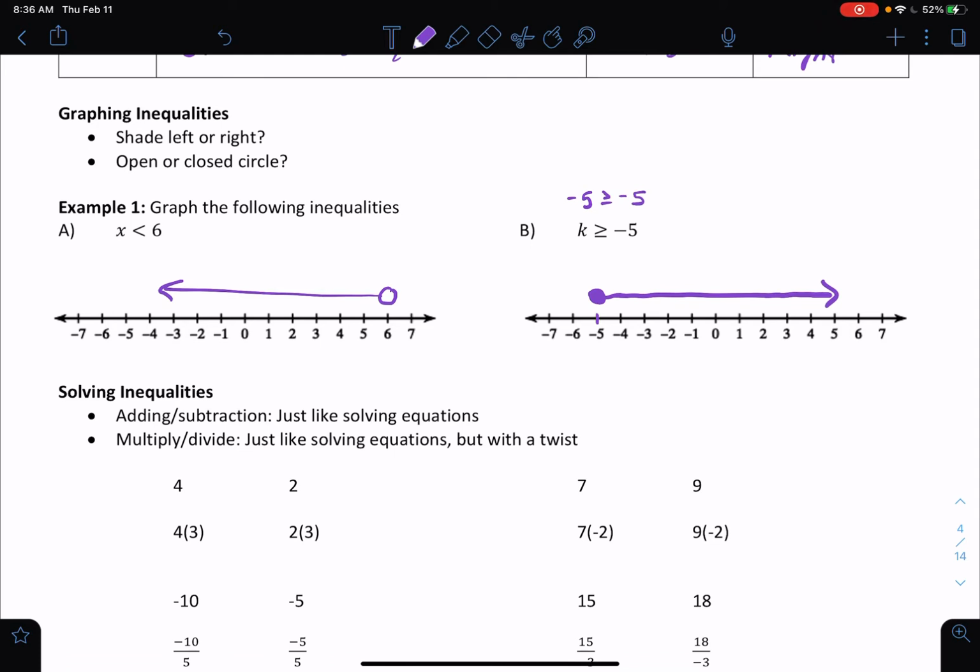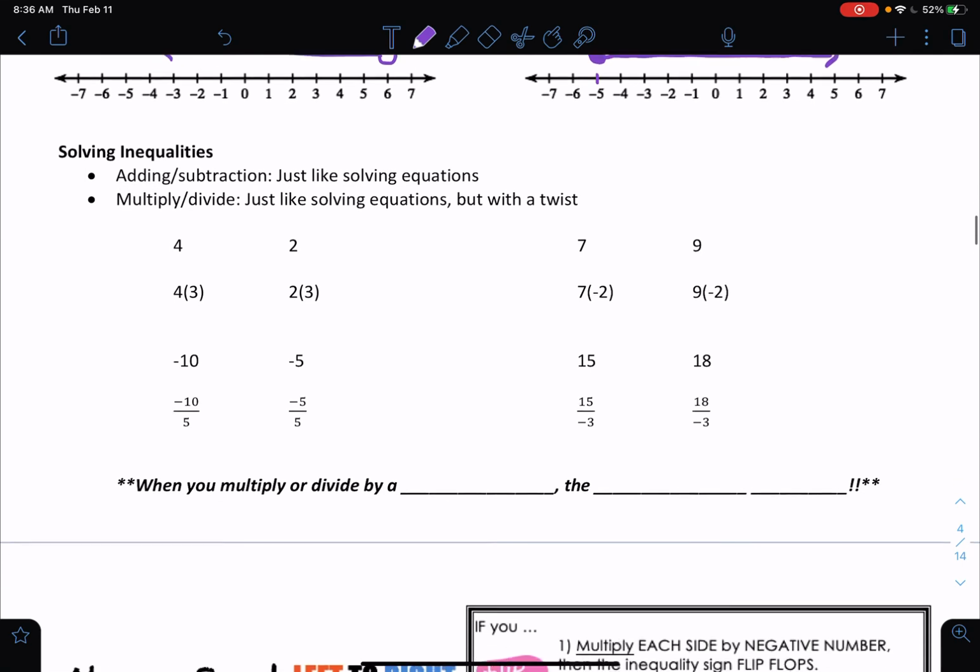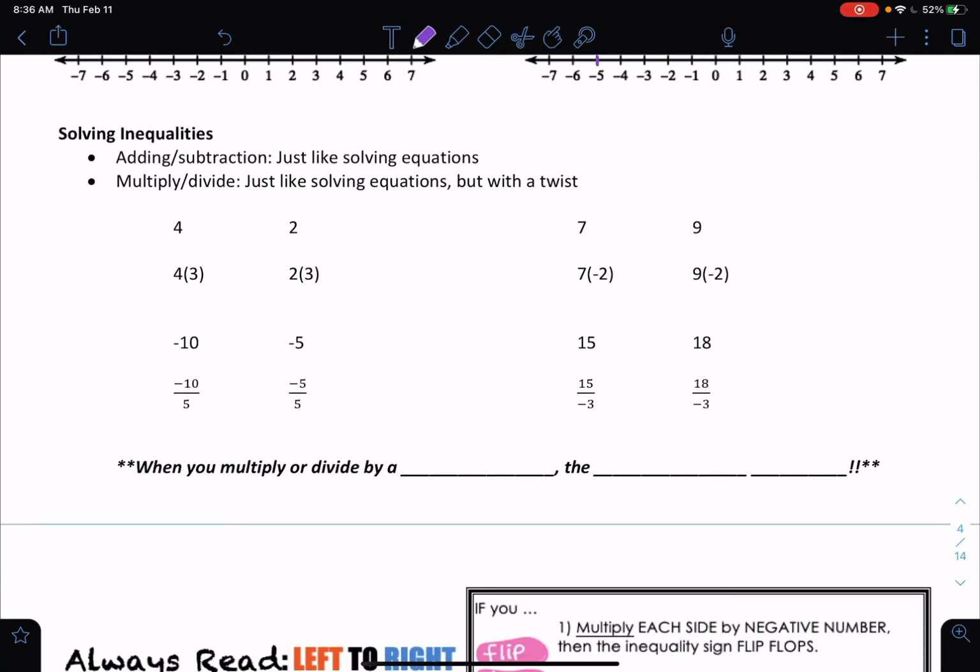Okay, now let's get into solving inequalities. So we've solved equations before, right? We've gotten the variable by itself, and we've done that by undoing the operations. So like if we have x plus 5 equals 10, we would subtract 5 from both sides.